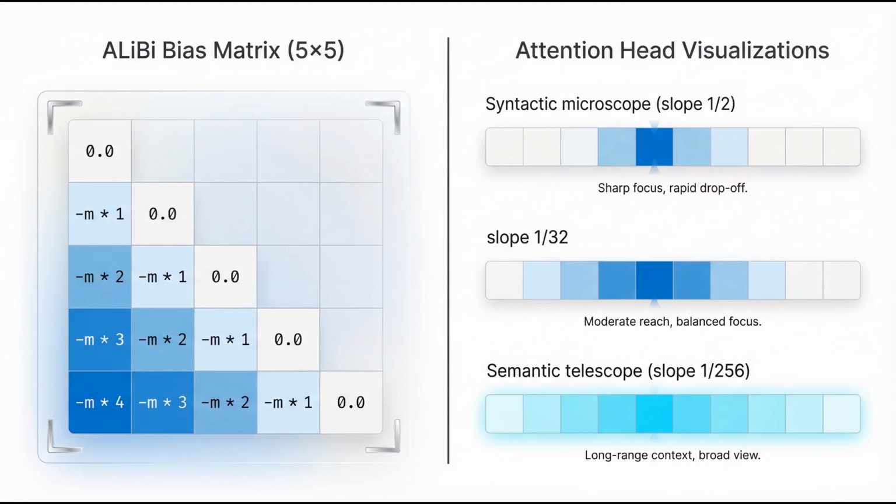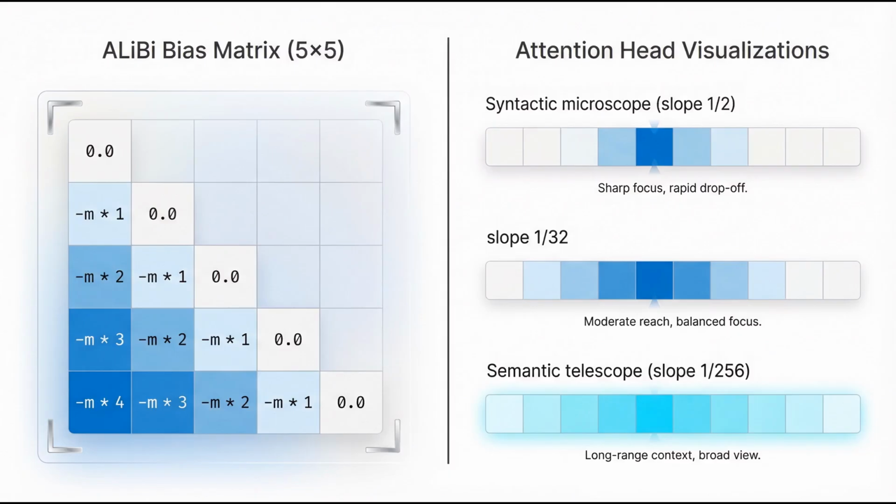ALiBi, a ruler instead of clocks. ALiBi represents a completely different philosophy. Zero positional embeddings, zero modifications to query or key vectors, zero learned parameters. The only modification is a bias added to attention scores after computing the dot product, a simple penalty proportional to distance. The farther the token, the larger the penalty.